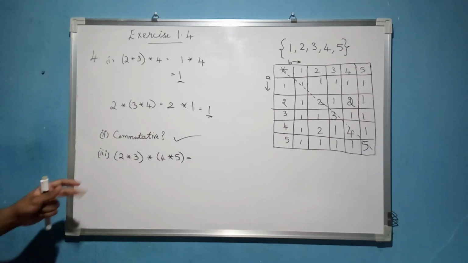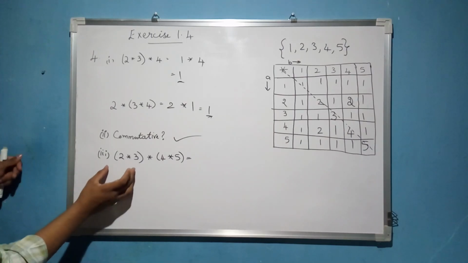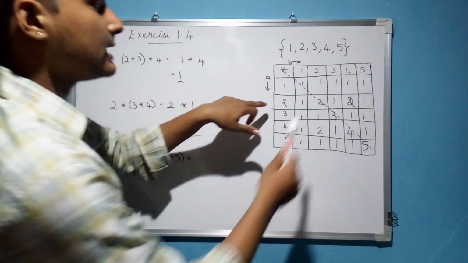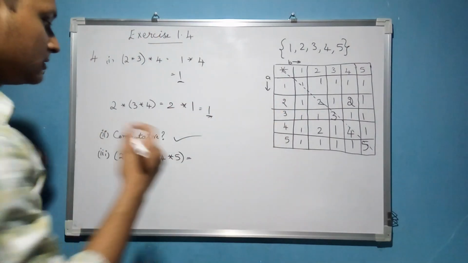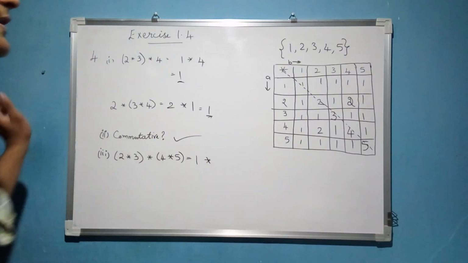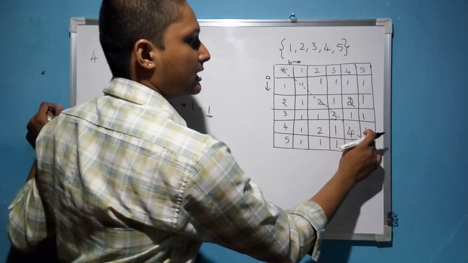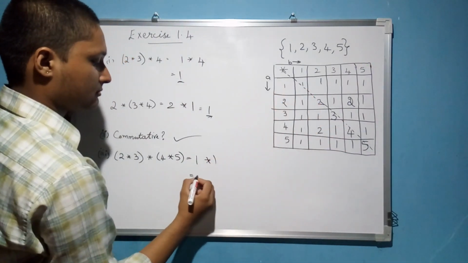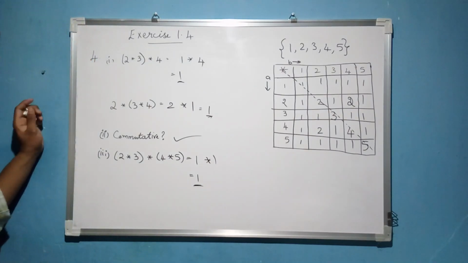The third part of this question is to compute this value, that is 2 star 3 star 4 star 5. 2 star 3 comes to 1. This is 1 star. Now you have 4 star 5. 4 star 5 comes to be again 1. 1 star 1 is 1. So this value is 1 here.